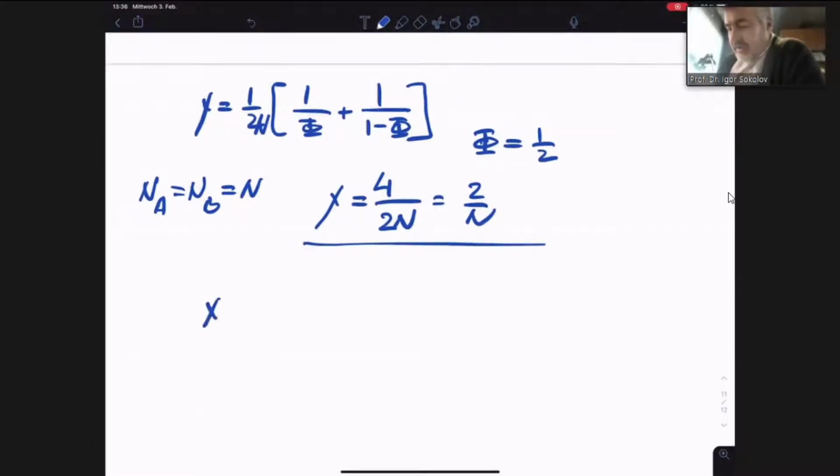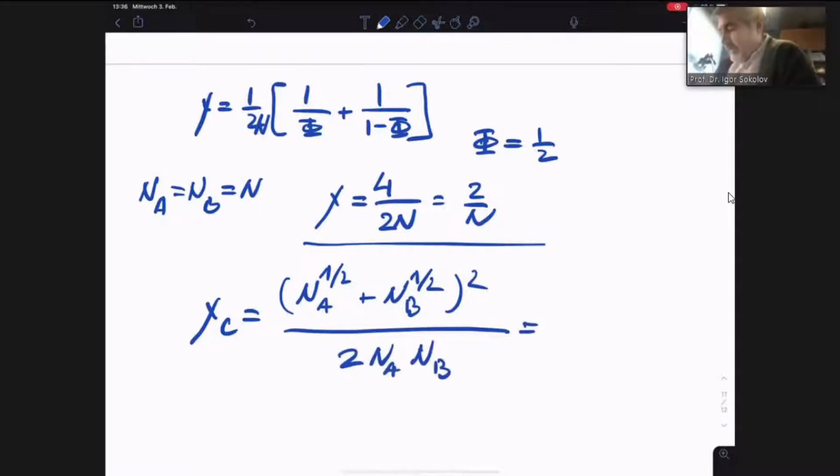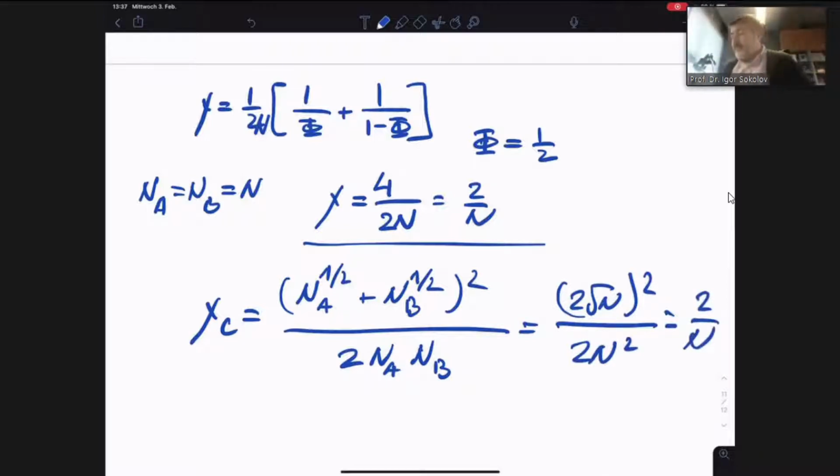If I now put phi_C into my expression, which I used to have, phi_C equal to N_A to the 1/2 plus N_B to the 1/2, squared, twice N_A N_B, and both are the same. This will be 2 square root of N squared, 2N squared. It's 2 divided by N. This is correct. Okay.